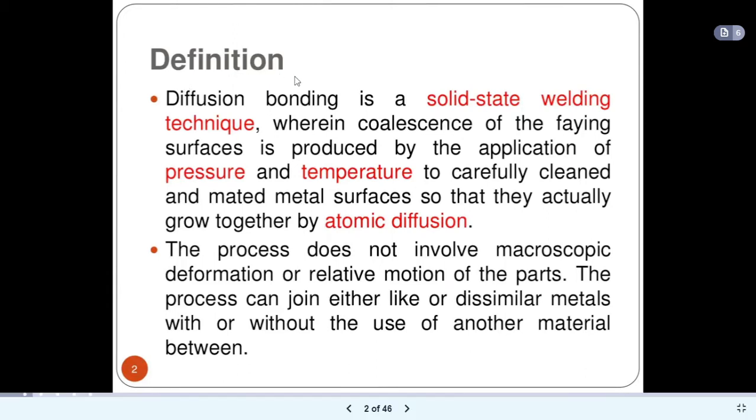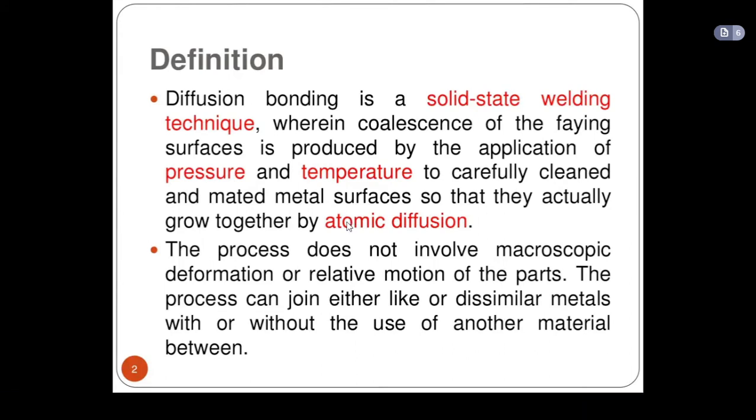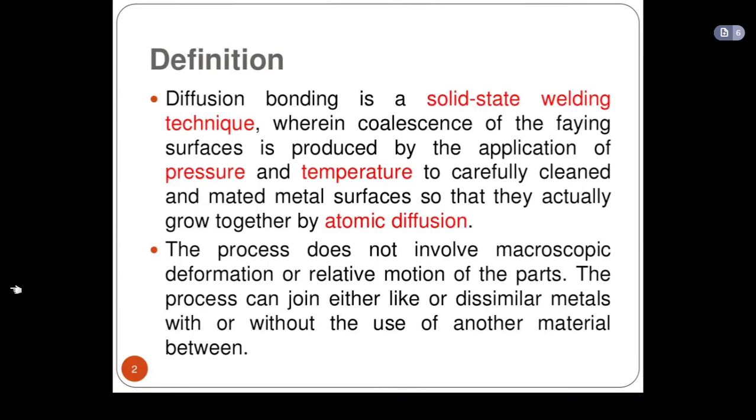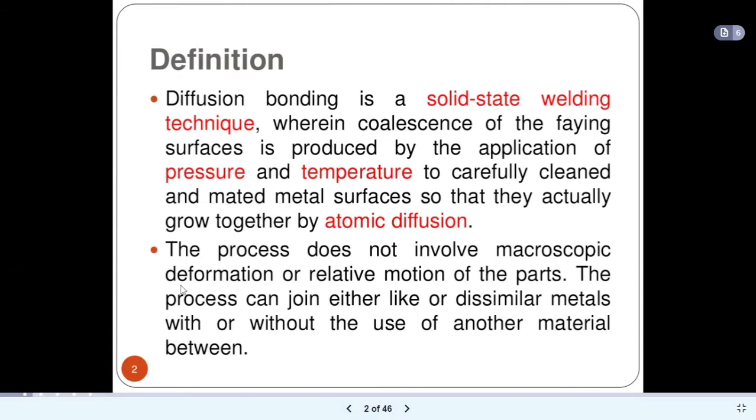And here the surface is clean. The surface where we want to make the weld, we need to clean before welding, and after that we apply temperature and pressure as per the properties of the base material. Generally the temperature we provide here is 50 to 70% of the melting point, and in some cases it goes up to 90% of the melting point.